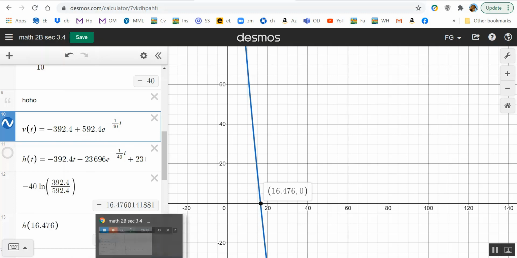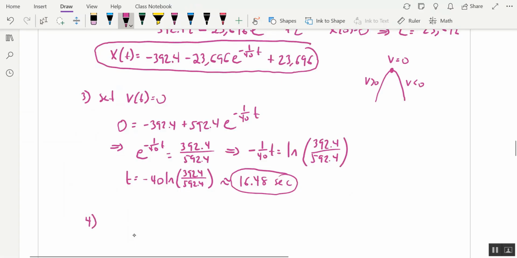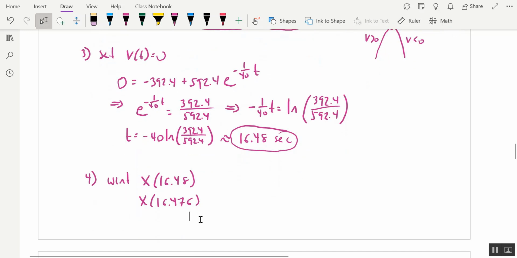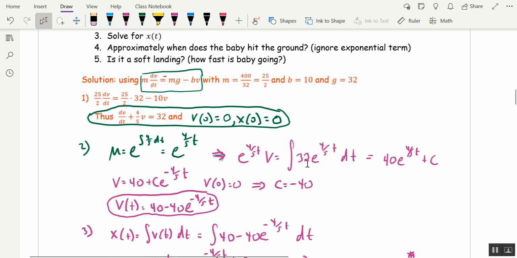Let me go back to part 4. How high does it go? We want x of the value we got before. And if you're being careful, you would do x of 16.476 instead, because you don't want to round until the end to reduce your rounding error. But I think in either case, you get pretty much the same thing. You get 1534.81, and this would be meters. All right, that's the end of this section.